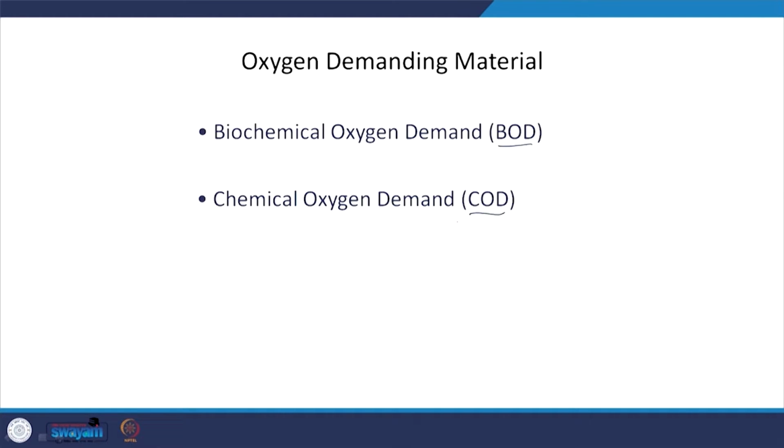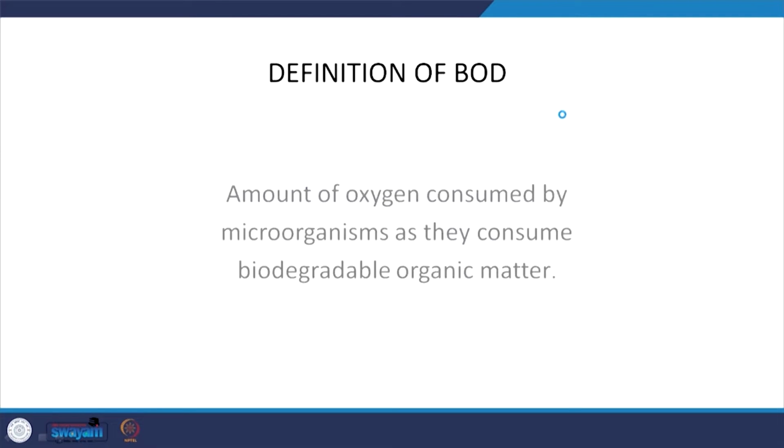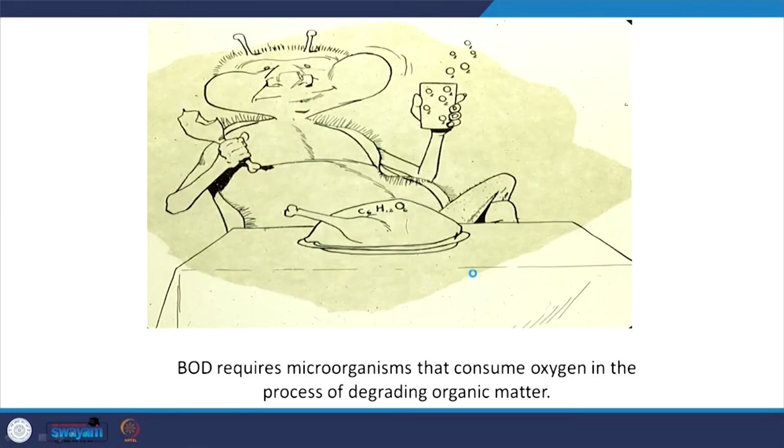Right off the bat, you can see that in one parameter we have this addendum, biochemical oxygen demand, the other one is only chemical. So, obviously, here we are going to look at the biodegradable fraction, right. Here I have that amount of oxygen. Again, we are going to look at the amount of oxygen being consumed by the microorganisms as they degrade or consume the biodegradable organic matter. So, three key aspects, right.